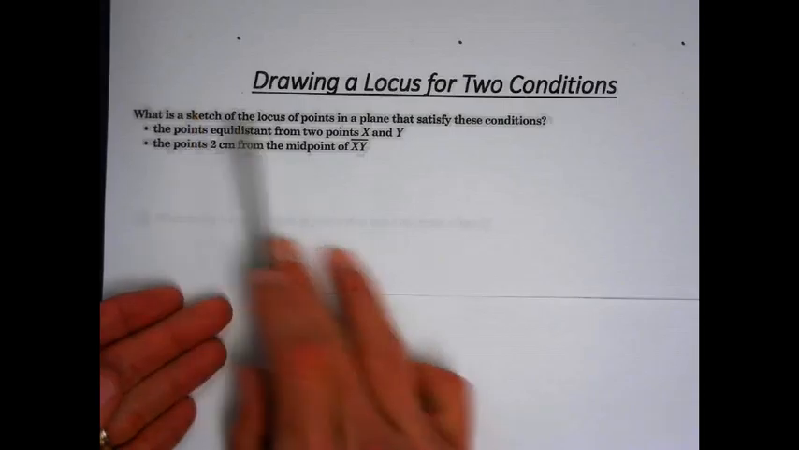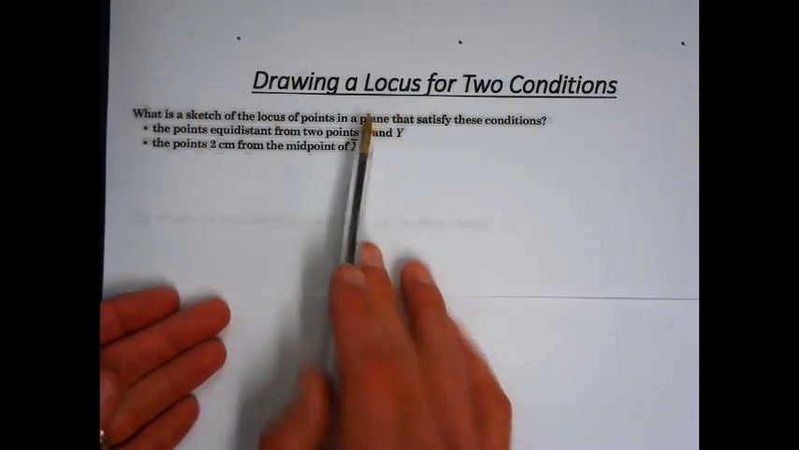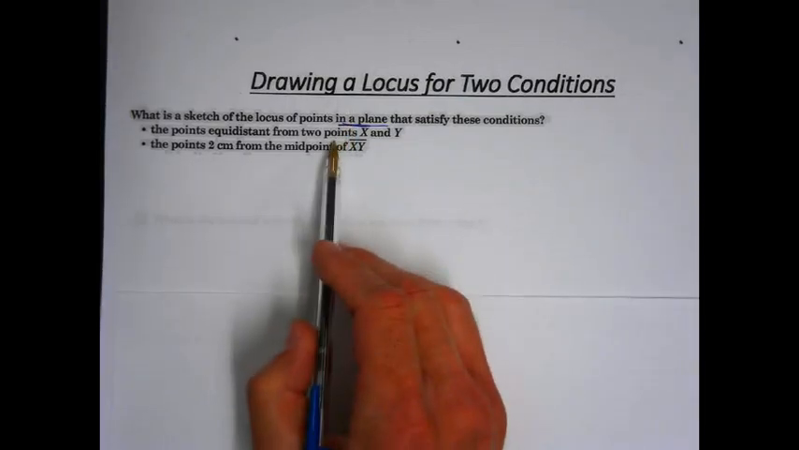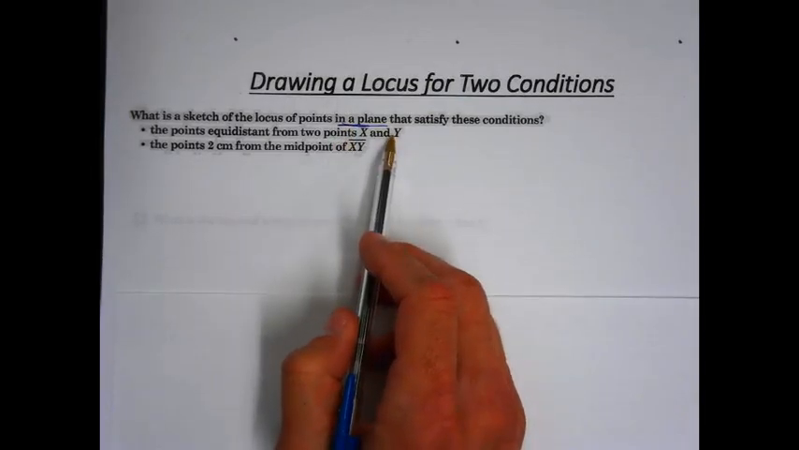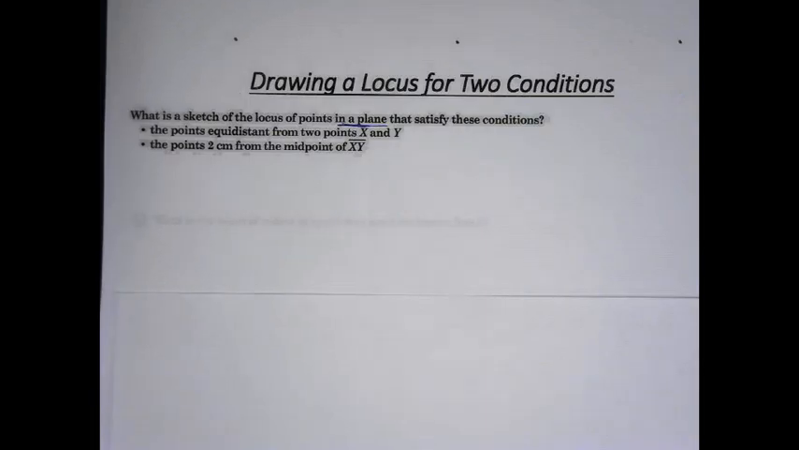So more multiple conditions. What is a sketch of the locus of points in a plane? That's going to be important, in a plane, 2 dimensions, that satisfy these conditions: equidistant from 2 points x and y, and then 2 centimeters from the midpoint of segment xy. What? Mr. Katz, I don't get it. You know what? Me neither.